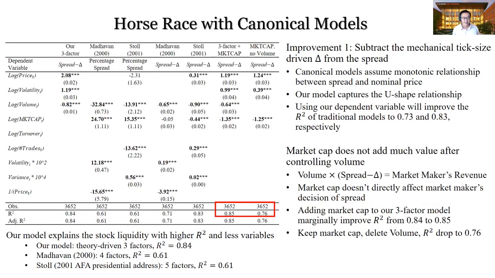The second thing is that all the models control for market cap in their regression. We remove market cap, but we don't lose much. Why? Because market cap in our model is important only because large stocks have more trading. If you control for dollar volume, market cap is almost redundant. You can include it, but R square will not increase a lot. But the reverse is not true. If you control for market cap and not for volume, you will have a dramatic drop in R square.